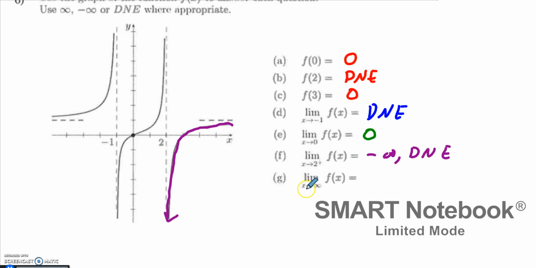Last but not least, find the limit as x approaches infinity. So as the graph goes forever towards the right, this represents a horizontal asymptote at y equals 1. So the graph, if it keeps going towards infinity, is going to approach but never hit the y value of 1, which means the limit has to be 1.